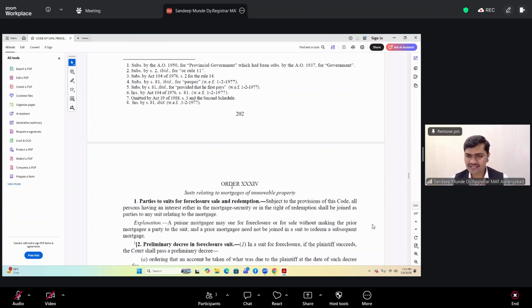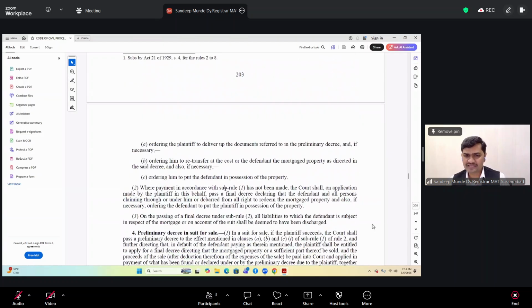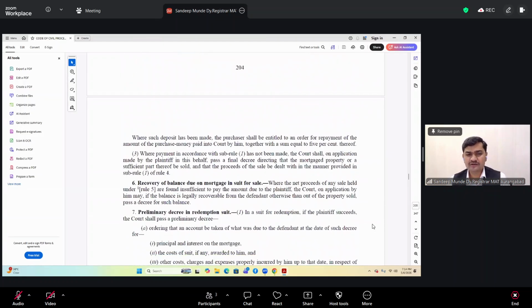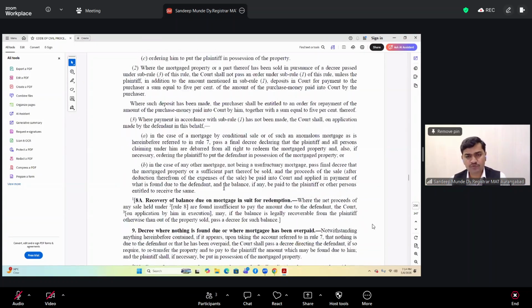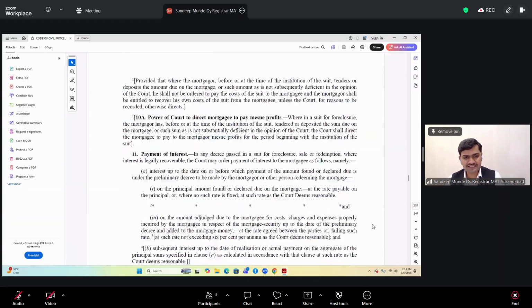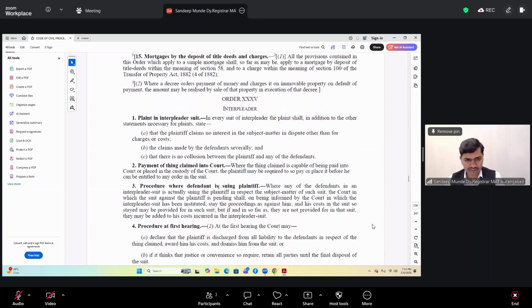Now, Order 34, I will only read the heading. The suits relating to the mortgage of immovable property. If the properties are mortgage properties, with regard to any of the provisions, Order 34 will cover it, if the property is in the nature of immovable property which is mortgaged.